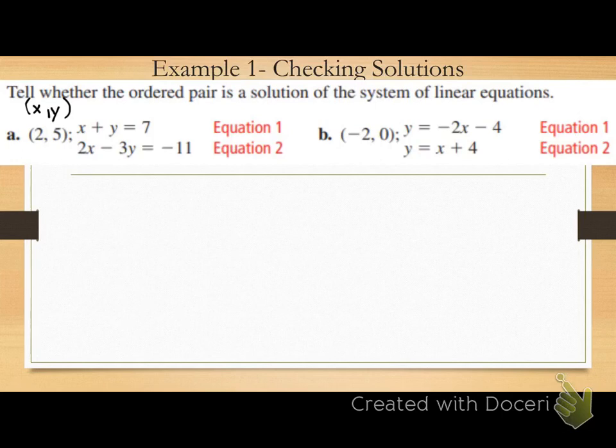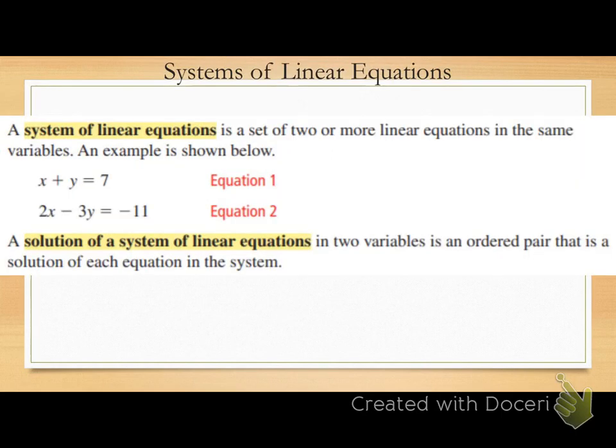Which equation am I checking here? x plus y equals 7 or 2x minus 3y equals negative 11? Which one do I have to check? Both. Because in order for an ordered pair to be a solution to my system, it has to be a solution for each equation in the system. So I've got to check it for both equations. Does that make sense?